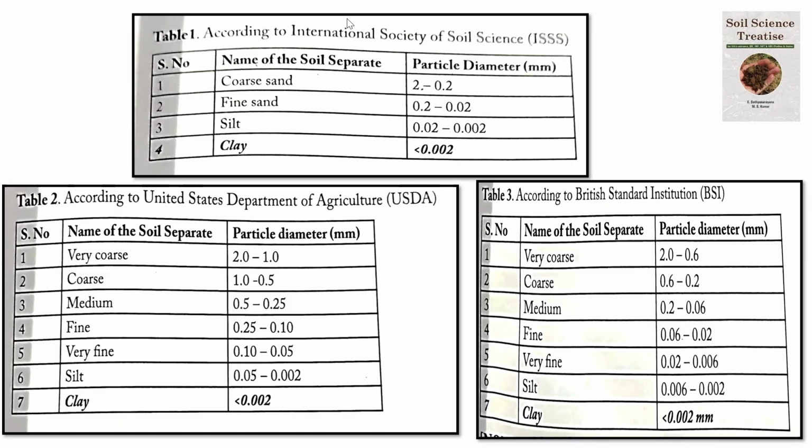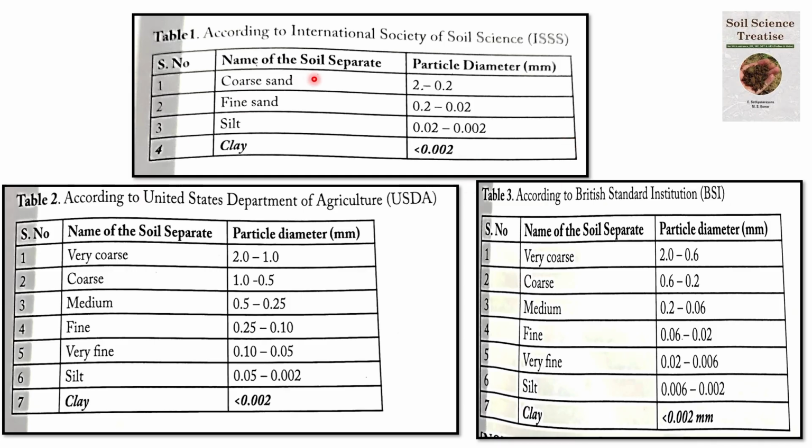In the previous slide, I mentioned the classification, right? So do you know who does this classification? The USDA, the ISSS, the International Society of Soil Science, and the BSI. USDA means United States Department of Agriculture, and BSI means British Standard Institution. They do this classification on the basis of particle diameter. So these are several systems like ISSS, USDA, BSI. They classify the soil particles according to the various diameters.